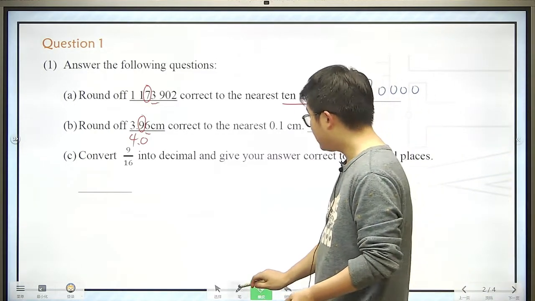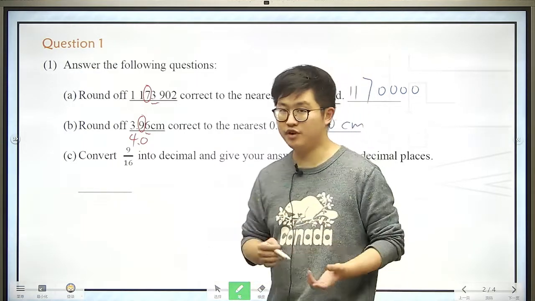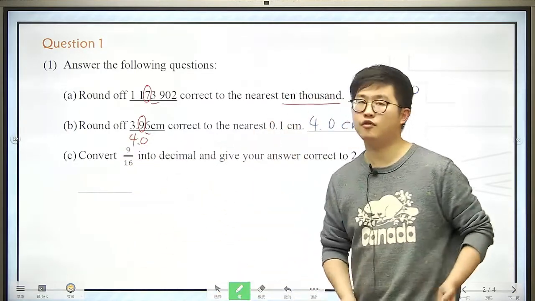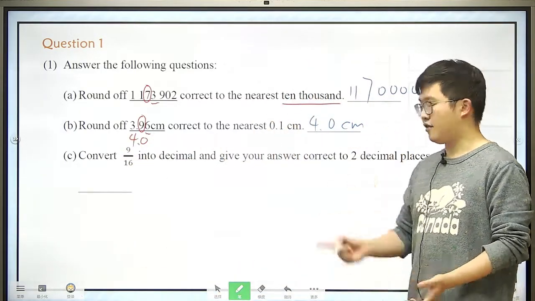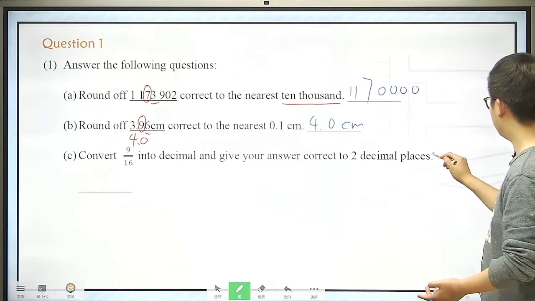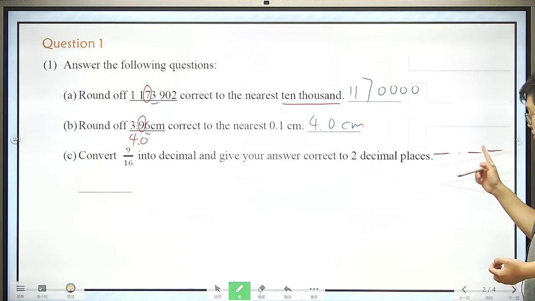Okay, so question number 3. Here we have a fraction, 9/16. Convert it into decimal form and give our answer correct to 2 decimal places. That means point something. All right, 2 decimal places.